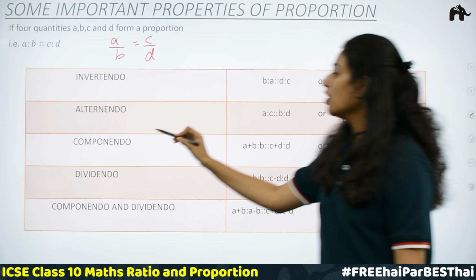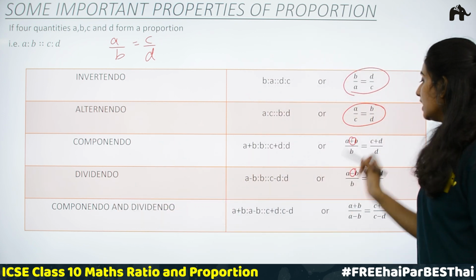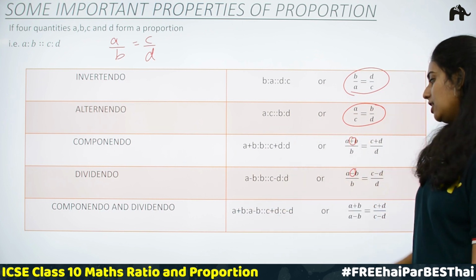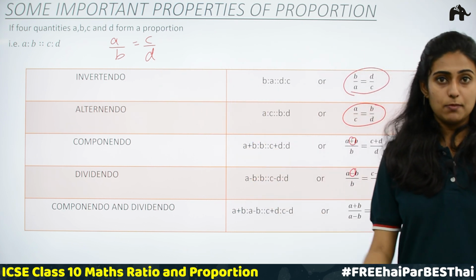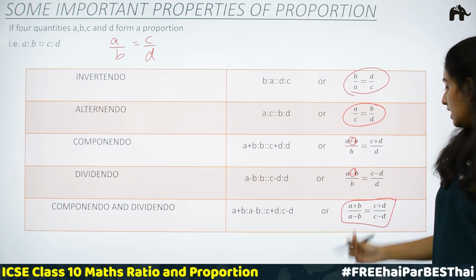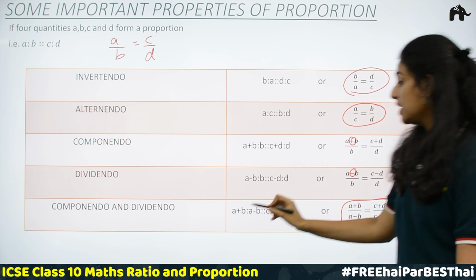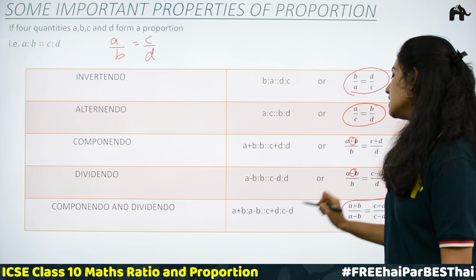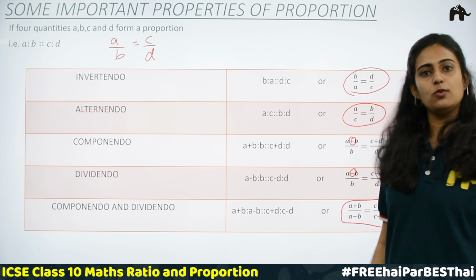Next, the combination of componendo and dividendo property. According to this, the numerator is taken from componendo and denominator is taken from dividendo. That is, if A by B is equal to C by D, then (A plus B) divided by (A minus B) is equal to (C plus D) divided by (C minus D), or A plus B is to A minus B as C plus D is to C minus D. Clear? Now, we will be applying these in solving questions.